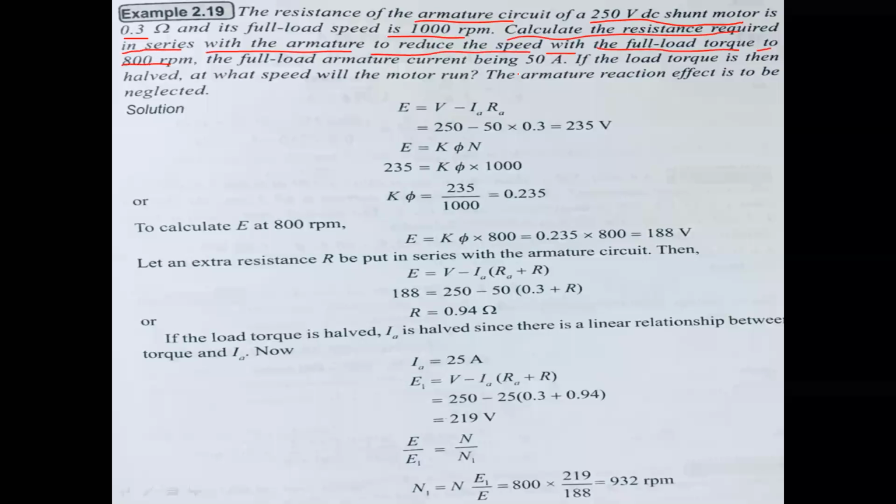The full load armature current being 50 amperes. The load torque is then halved. At what speed will the motor run? The armature reaction effect is to be neglected.